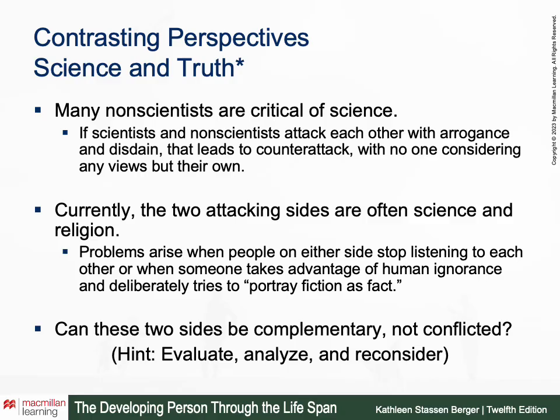So, contrasting perspectives of science and truth. Many non-scientists are critical of science, and really what needs to be addressed, I think, is that if scientists and non-scientists really come at each other with an air of arrogance, and I'm right and you're wrong, and anger and disdain, no one is going to consider anybody else's views. And then nobody will grow and learn and change, right?